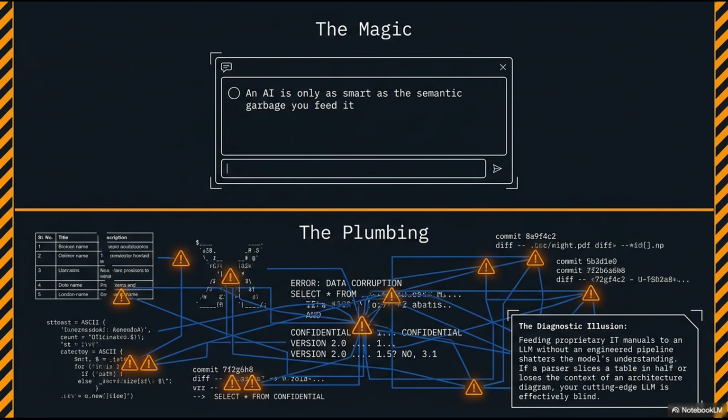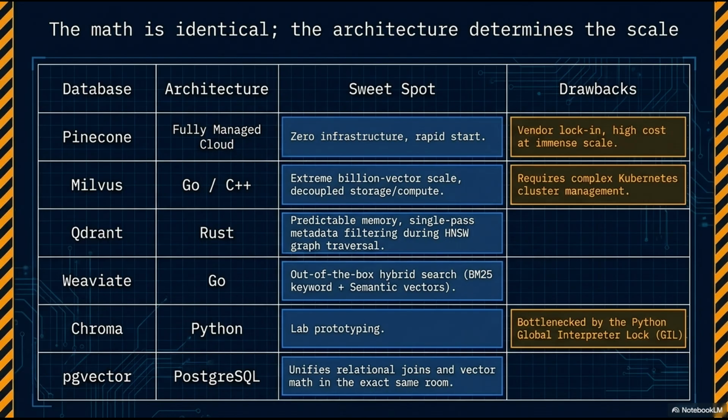Before you can even begin prepping your technical documents, you have to decide where they're going to live. Right, the database itself. Exactly. We need to look at the landscape of vector databases. And looking at your notes, you've been evaluating a pretty crowded field. Pinecone, Milvus, Qdrant, Weaviate, Chroma, and pgVector.